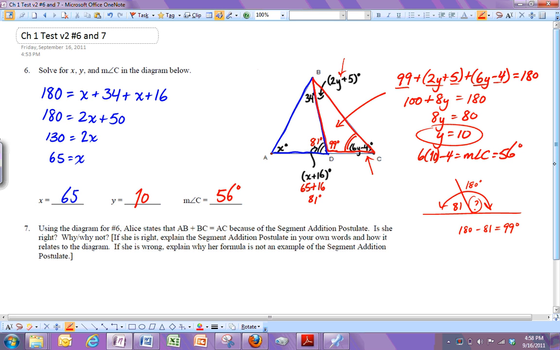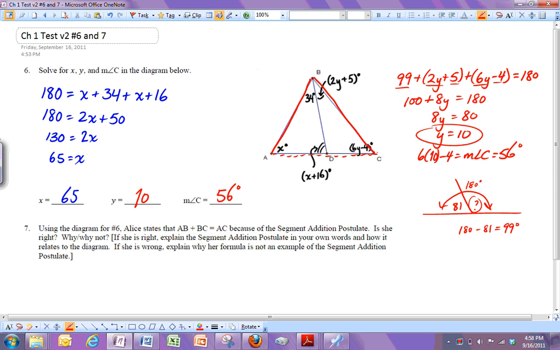All right. Number 7 is related to number 6 in that it uses the same diagram. So let me clear this out here. Okay, so let's look at it. Using the diagram for 6, Alice states that AB plus BC equals AC because of the segment addition postulate. If you remember the segment addition postulate, it says AB plus BC equals AC, so it looks good. Is she right? Why or why not? Well, here's AB. Here's BC. And here's AC down along the bottom here.